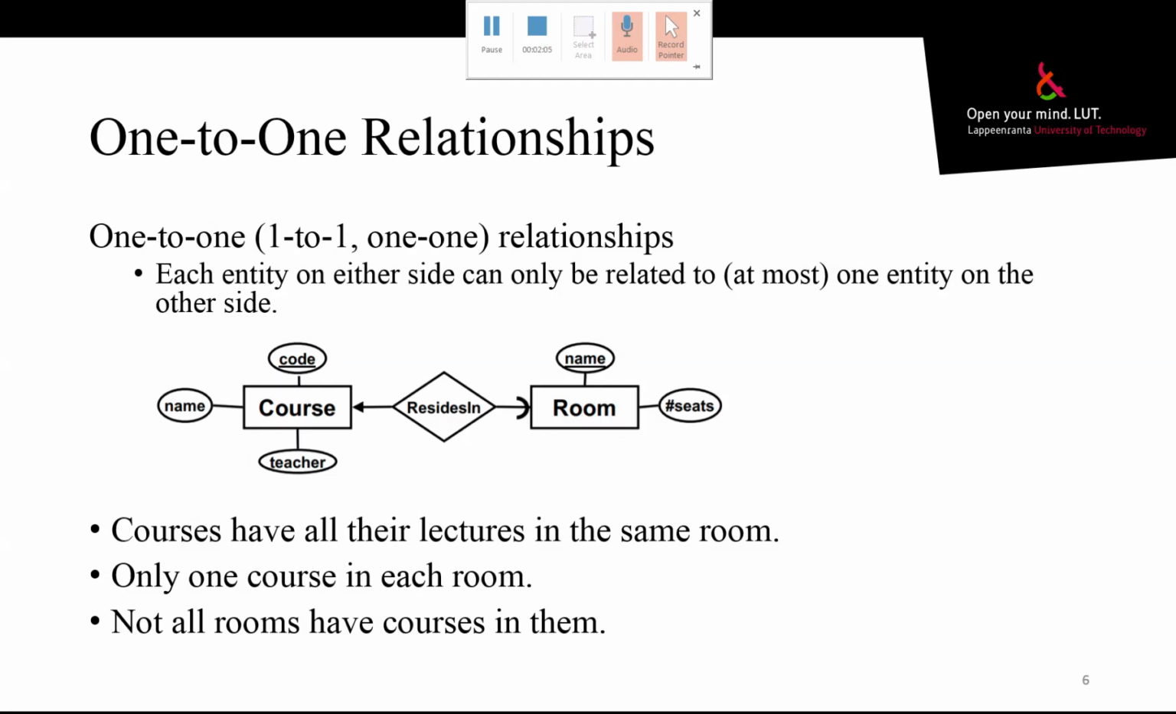So one-to-one relationship, what is one-to-one relationship? It basically means that an entity on one side can only be related to at most just one entity on the other side. So courses can have lectures in the same room, but there can only be one course in a particular room at a time. We cannot have two courses going in the same room at a time. It's just one course in one room at a time.